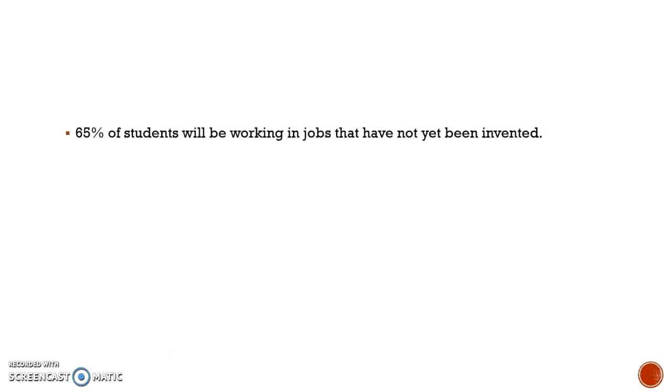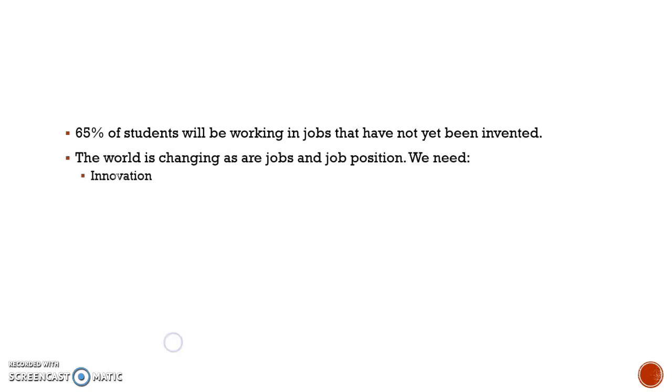According to the U.S. Department of Labor, today's high school students will have had 10 to 14 different jobs by the time they reach their late 30s. This is due in part to the fact that they may not know exactly what they want to do with their lives. In addition to this, 65% of students will be working in jobs that have not yet been invented. The world is rapidly changing around us, as are the jobs and job positions. Only people with skills such as innovation, creativity, and exploration will be able to get jobs. So schools need to start teaching in a different way to emphasize the learning of these skills.